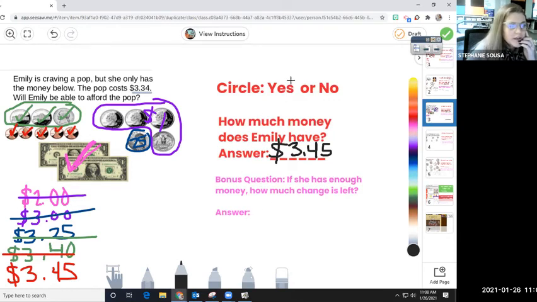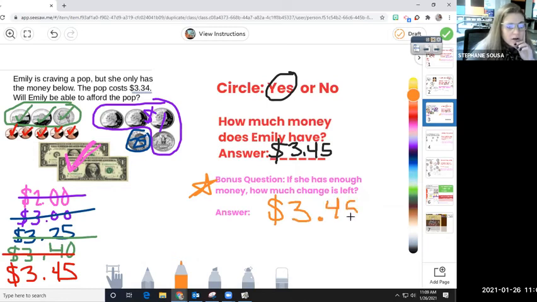All right, circle yes or no. Yes, she can get that pop because she has more than enough money. So now let's take a look at this bonus question. If she has enough money, how much change is left? Okay? When we're making change, we start with how much money we give the cashier. In this instance, Emily put all $3.45 on the counter for the cashier to take. Go ahead and write that out.